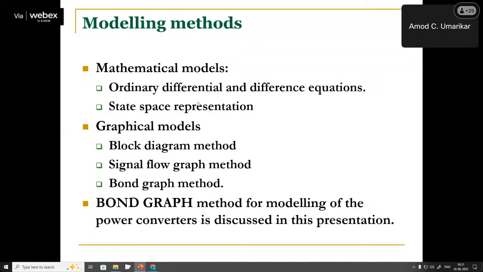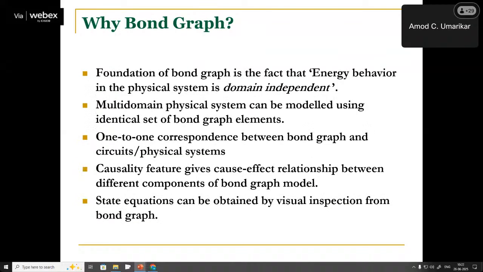DC-DC converter modeling, you must have learned the state space approach and ordinary differential equation, first order equations. So now what we are going to see is a bond graph method. So why bond graph method? That has to do something with the multi-domain property of the power electronic system.